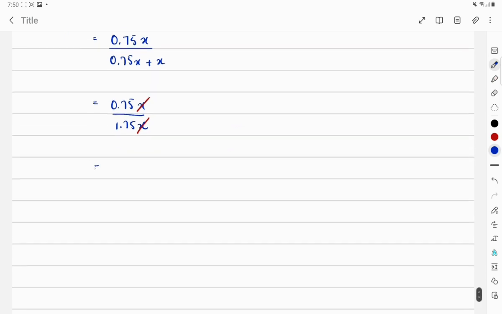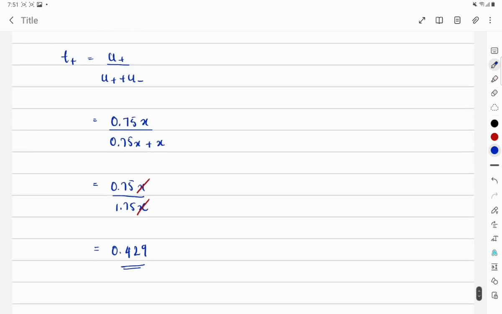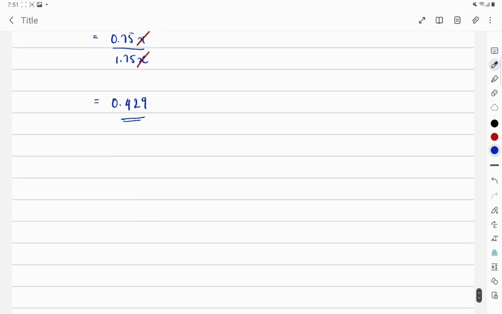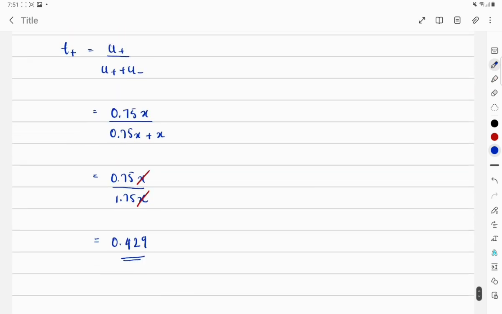Now the ratio can be found by simply dividing both values. So this will be equal to 0.429. Simply calculate this, the answer will be 0.429. Because you can see the numerator and denominator are the same quantity, both are velocity, it is going to be a unitless quantity. It's just a number, as the name suggests, transport number. That is in case of the cation. Similarly, in case of the anion, it is going to be simple.